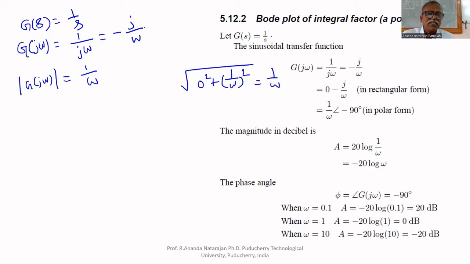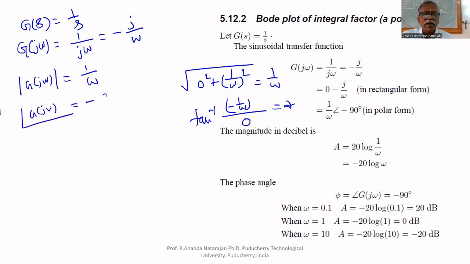So we got the magnitude. What is the angle? Angle equals tan inverse of imaginary part over real part. What is the imaginary part? 1 by omega, that is the imaginary part. What is the denominator, the real part? Real part is 0. Therefore, that is infinity. Therefore, the angle of G of j omega is always minus 90 degrees. This is minus infinity, that's why always minus 90. So the angle is always minus 90.